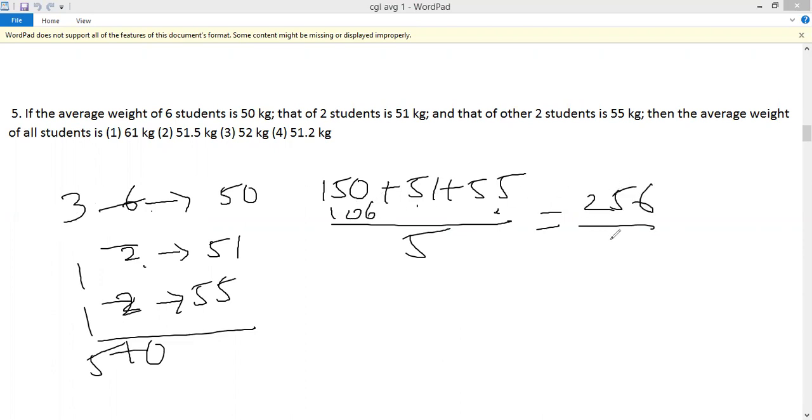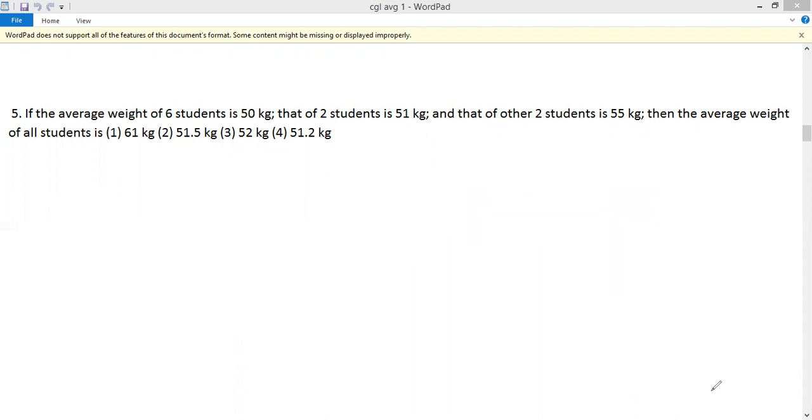256 by 5. 51.2. Right, this is the answer. In another way, how are you going to do it? I am explaining in another way also.